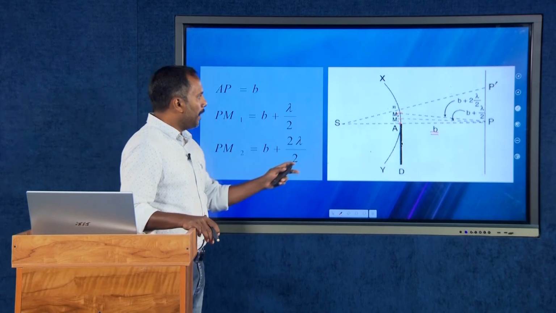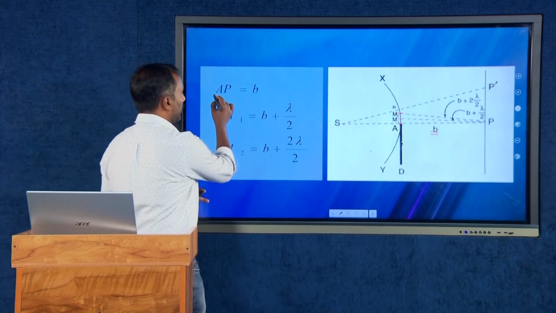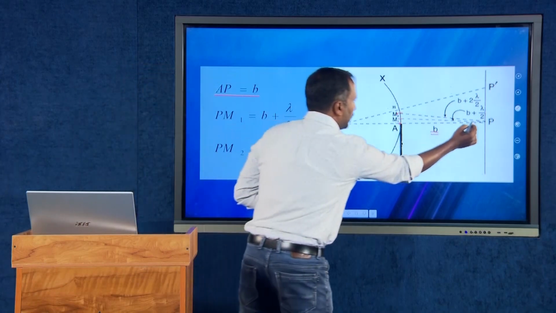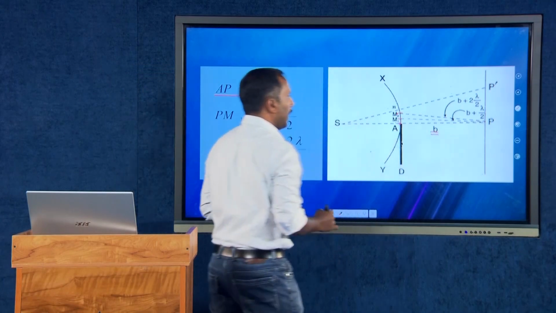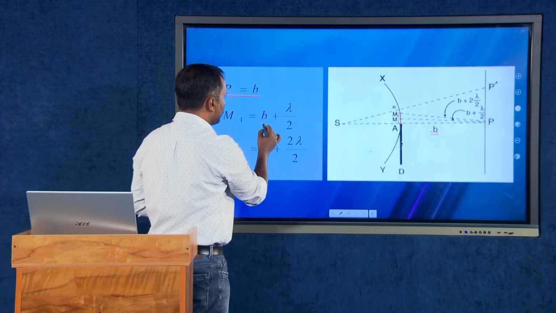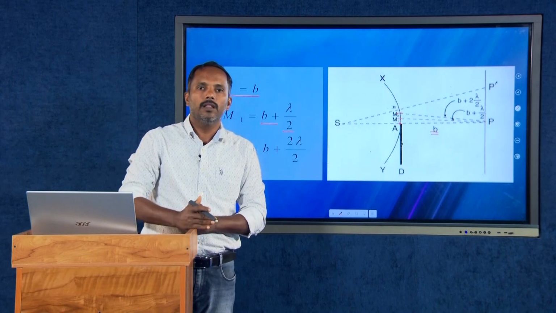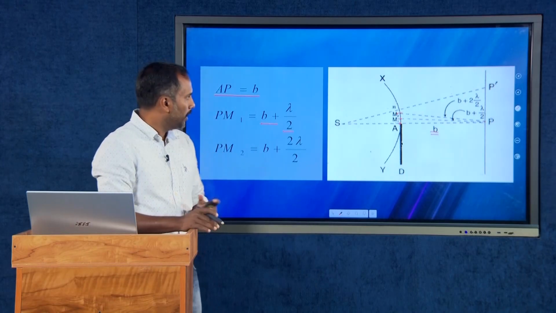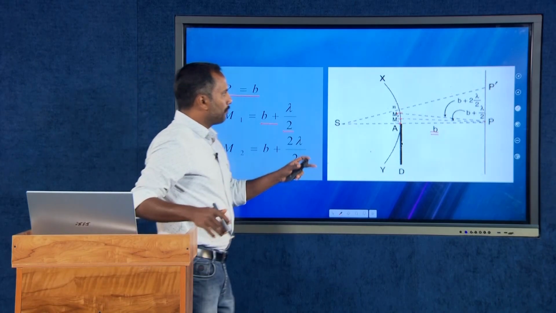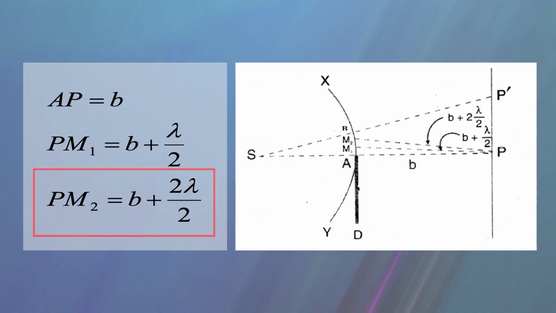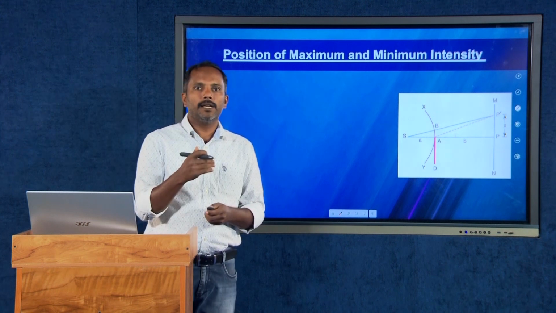Taking the distance AP as b, the distance PM1 will be b plus lambda by 2, because between two alternate zones there is a path difference of lambda by 2. Then PM2 will be b plus 2 lambda by 2, PM3 will be b plus 3 lambda by 2, and so on.